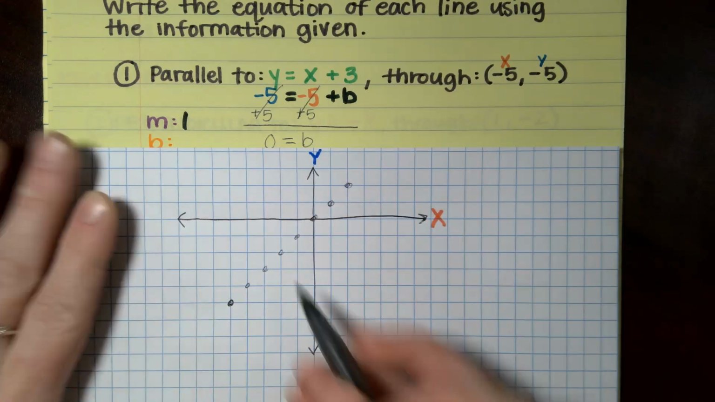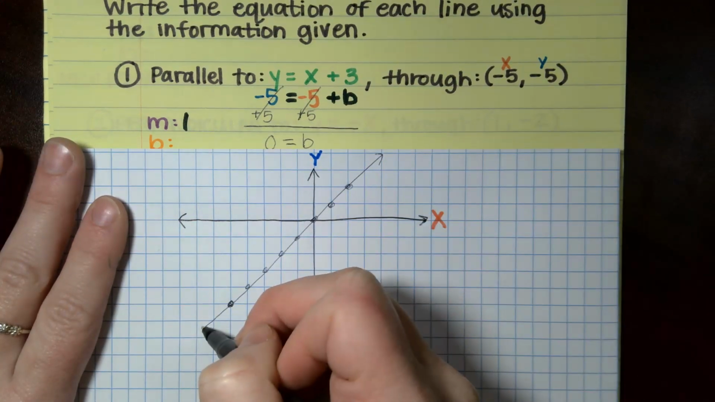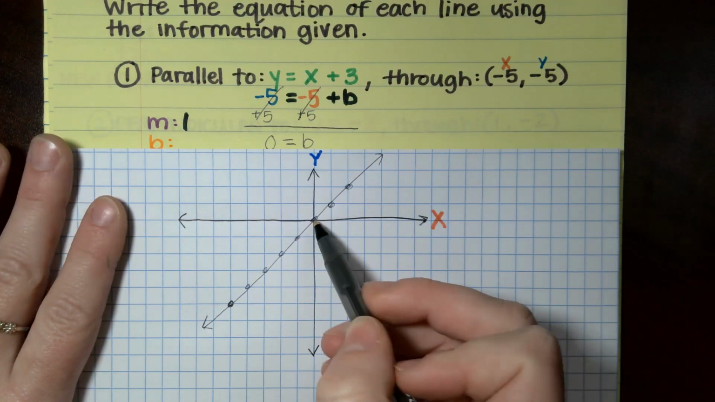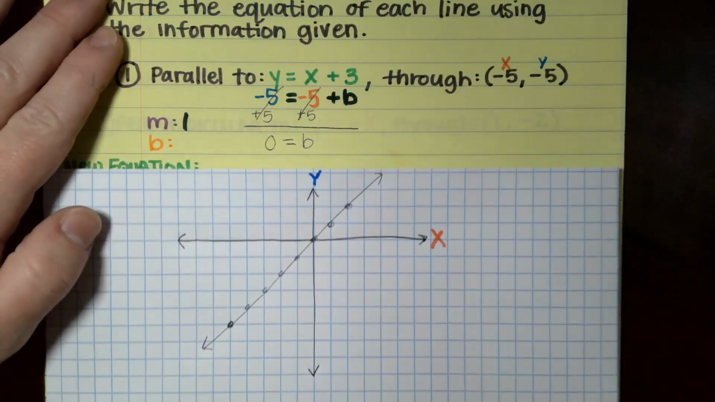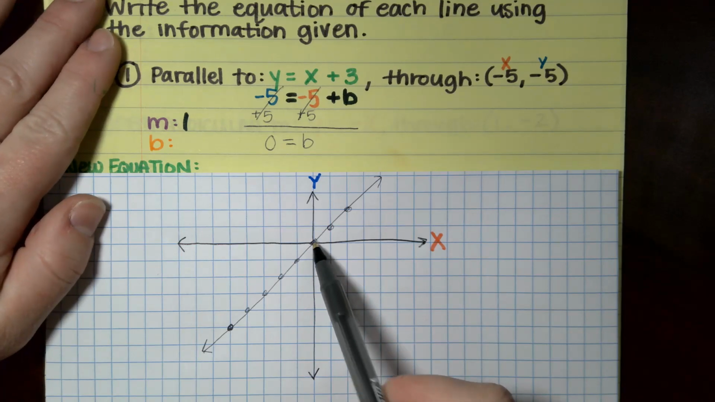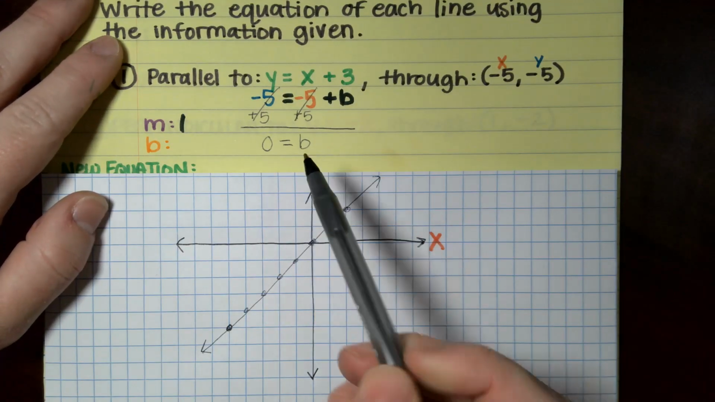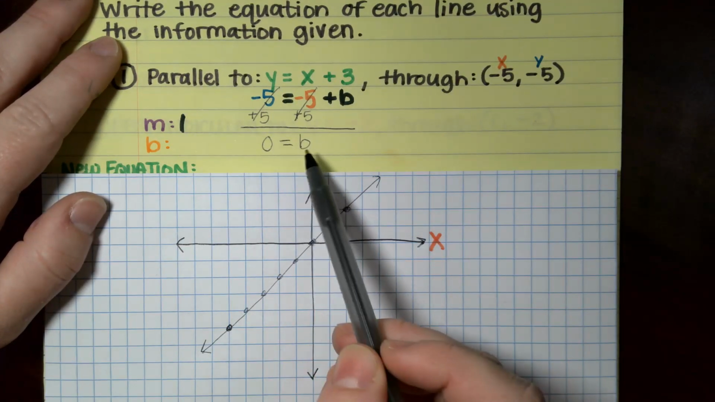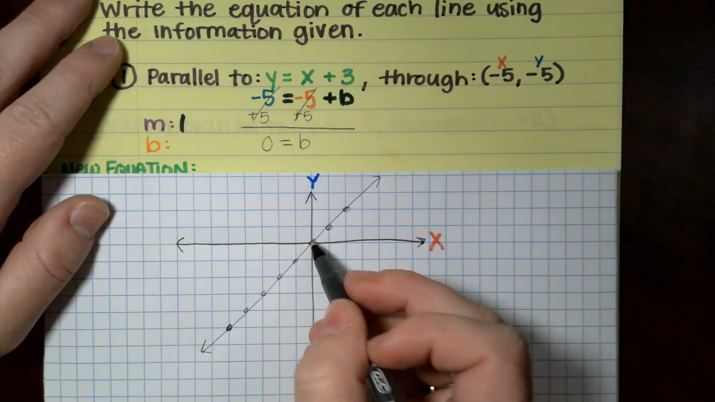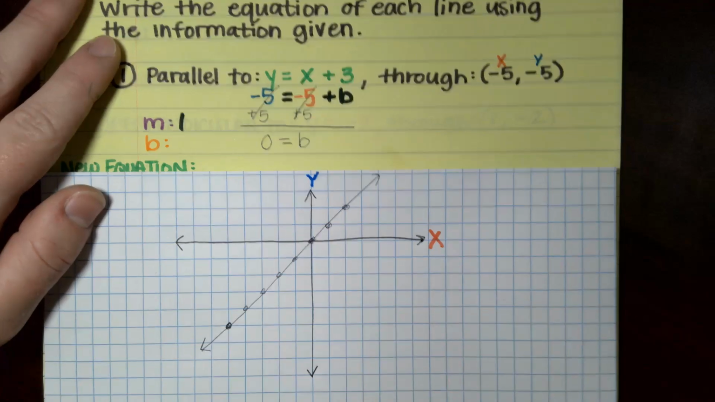Remember, B is our y-intercept. So it's wherever we are touching and crossing the y-axis. And if you can see this here, it hits right at y equals 0 and x equals 0. It's right in the middle. So this is just a visual representation of how we got 0 for B. Because B is our y-intercept. It's just telling us where it's touching the y-axis.